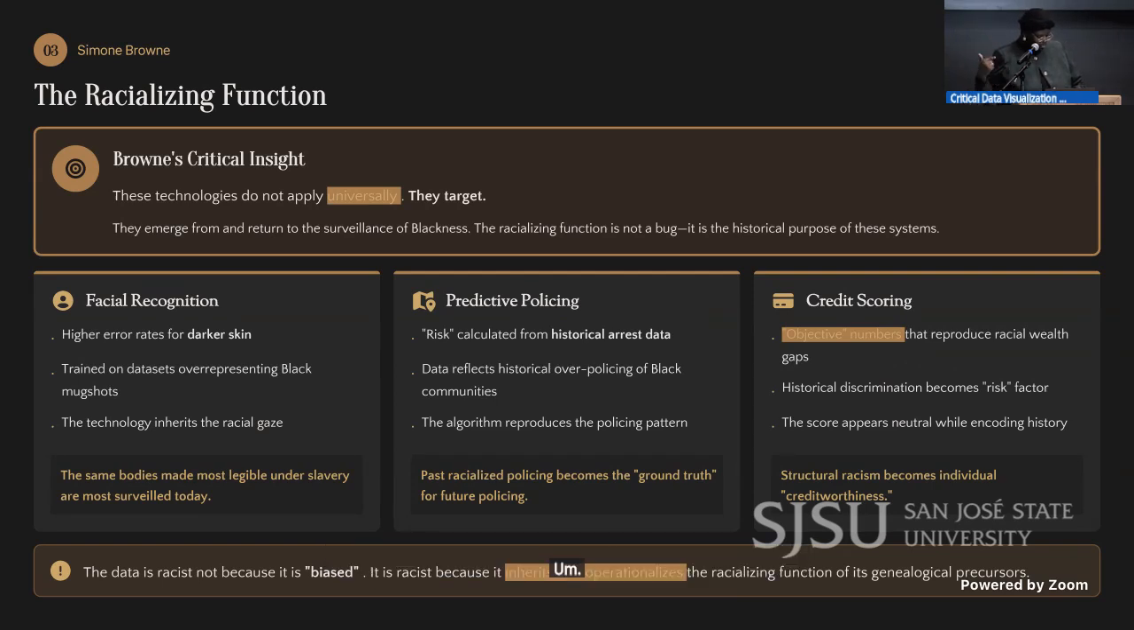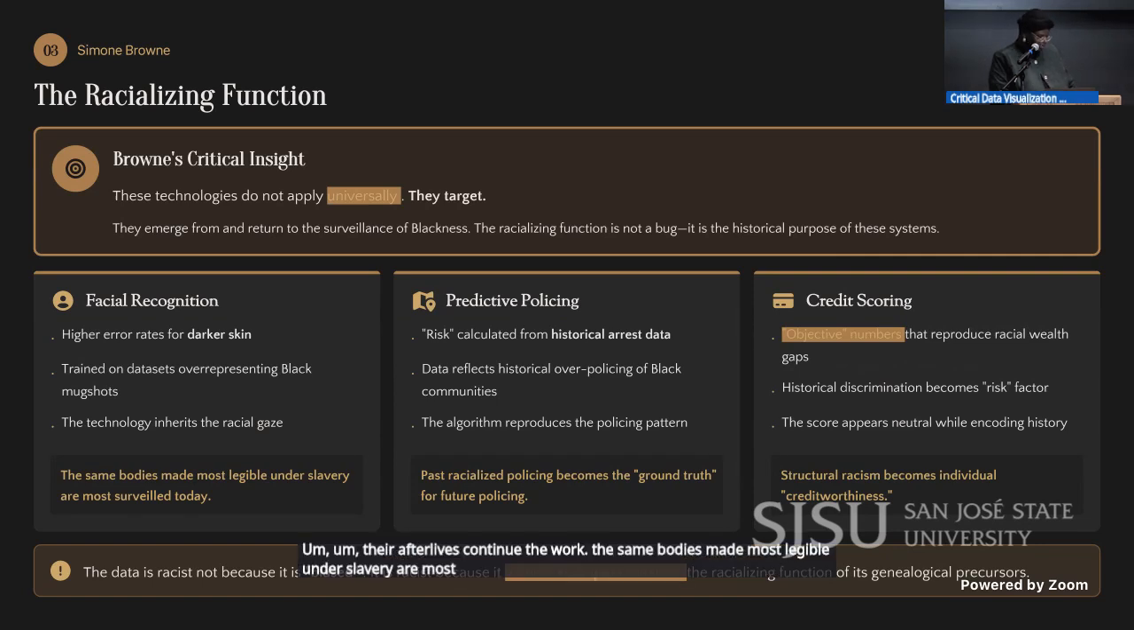The brand, the runaway notice, the lantern law, the Book of Negroes. These were not neutral tools misapplied. They were specifically designed to surveil Blackness. Their afterlives continue the work. The same bodies made most legible under slavery are most surveilled today.